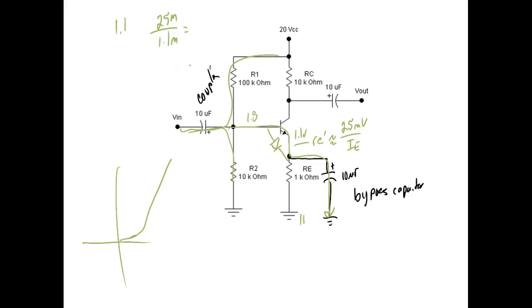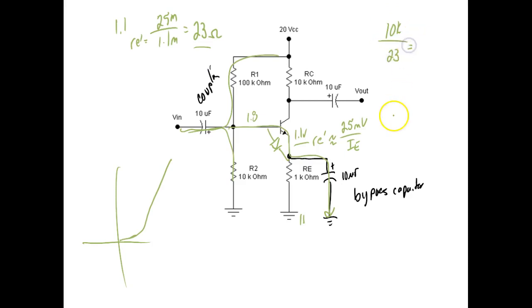What does it give me? 25 millivolts over 1.1 milliamps. About 22 ohms or 23 ohms. Okay, so 23 ohms. So my AC does not see this resistor anymore. This is what my AC sees. It sees that 23 ohms. So now my gain is going to be 10K divided by 23 ohms.